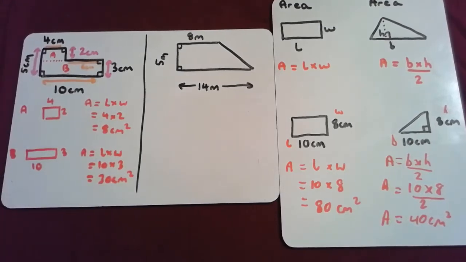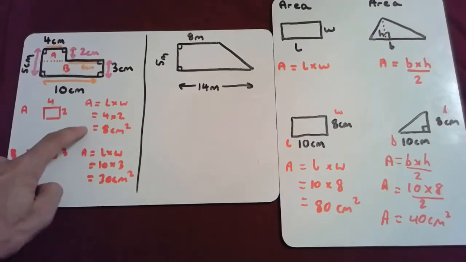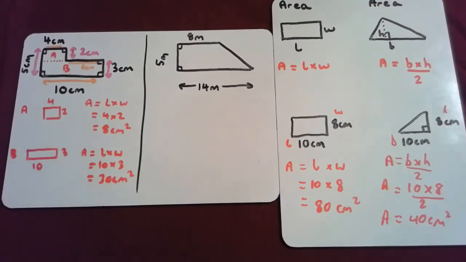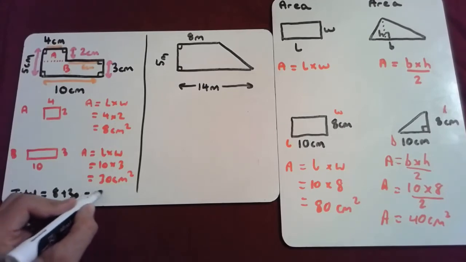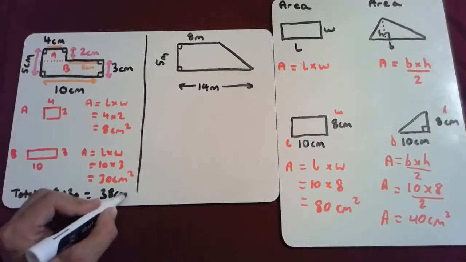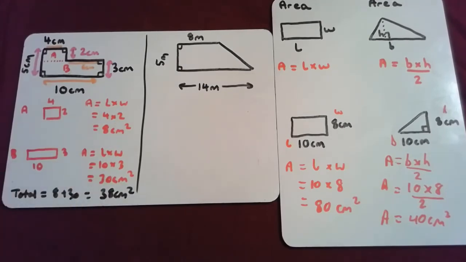Now, if shape A is 8 centimeters squared and shape B is 30 centimeters squared, our total is therefore 8 plus 30, which is 38 centimeters squared. So what we've done there is worked out each shape separately and then added them together at the end.